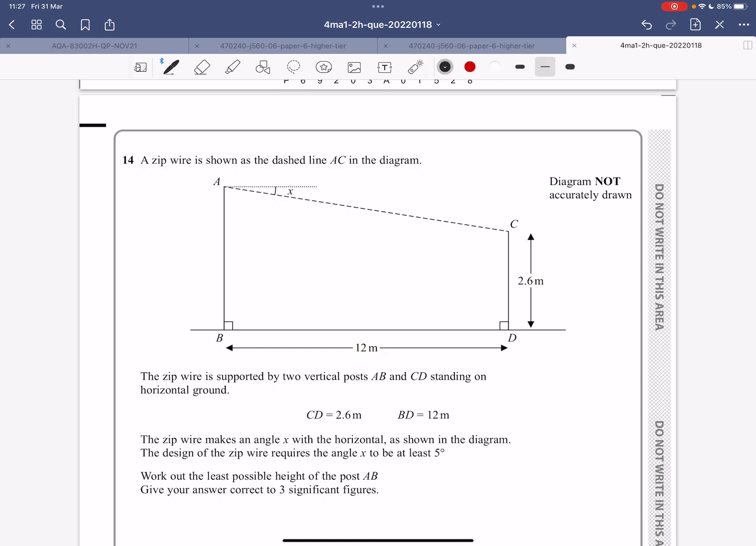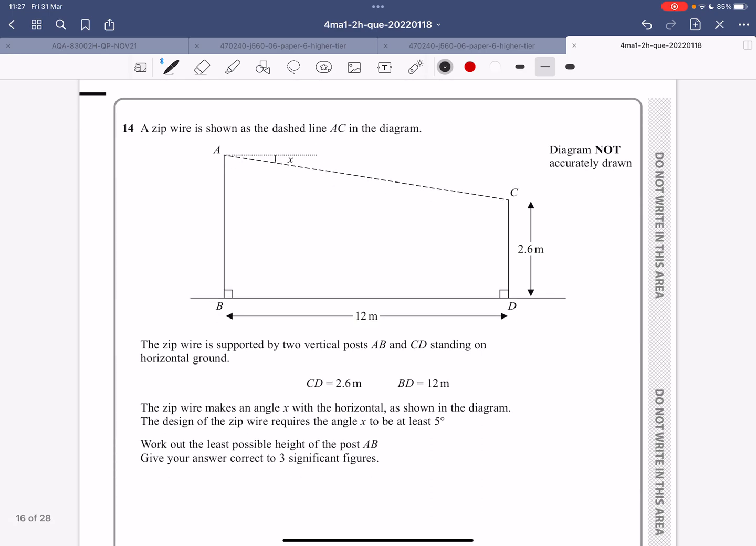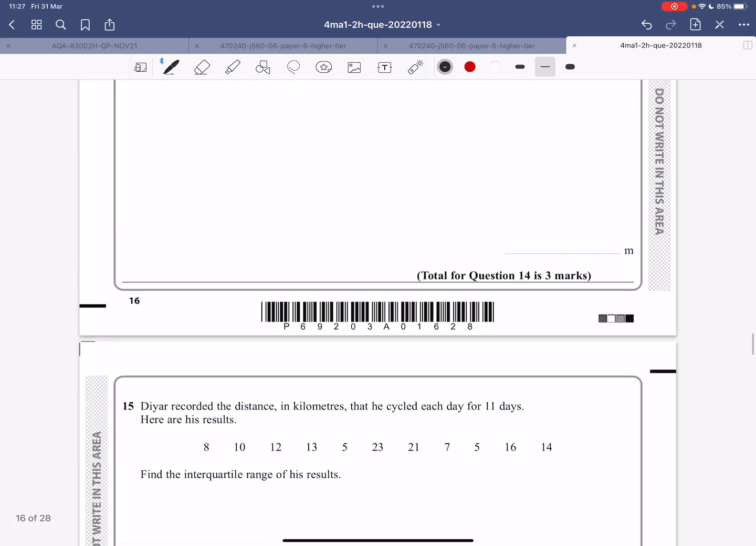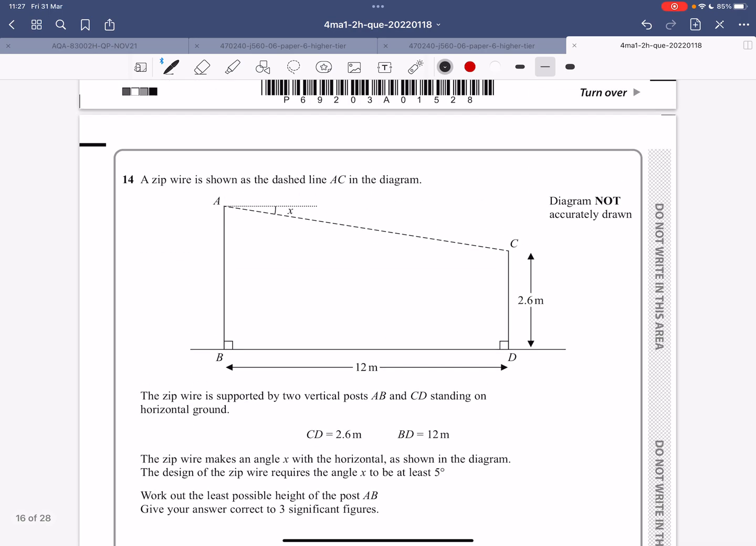Right, so we need to find, to be at least 5. The least possible height of AB. Give your answer correct to 3 significant figures. Okay. That's 12 there.